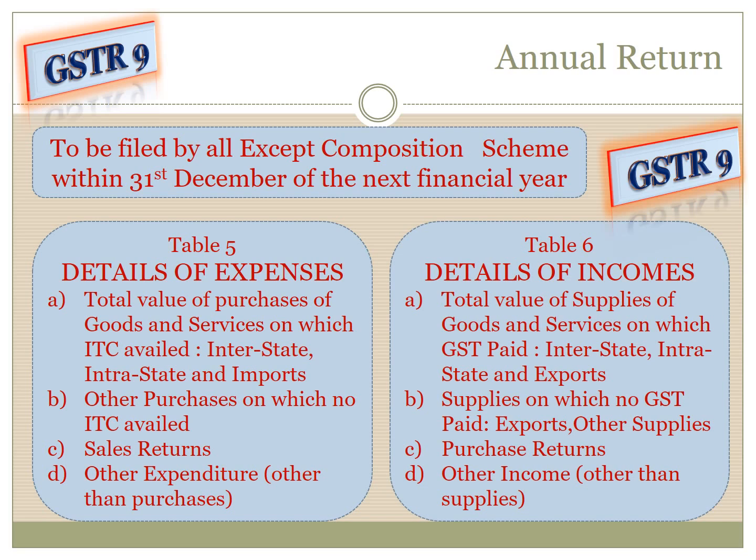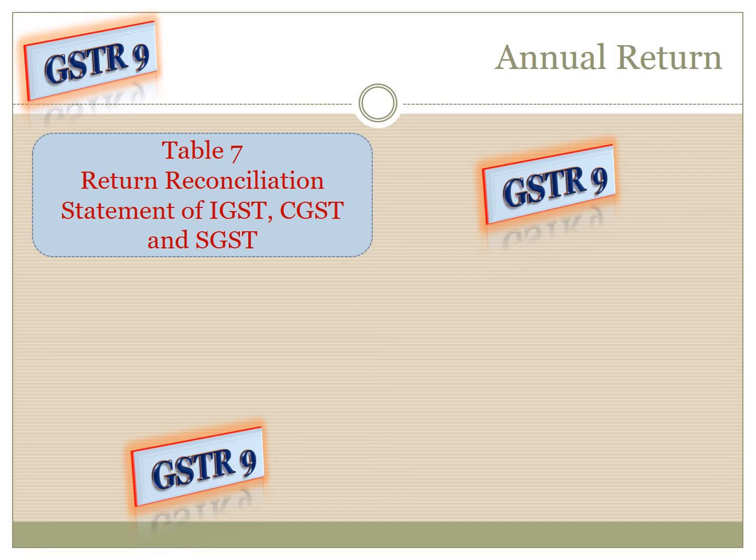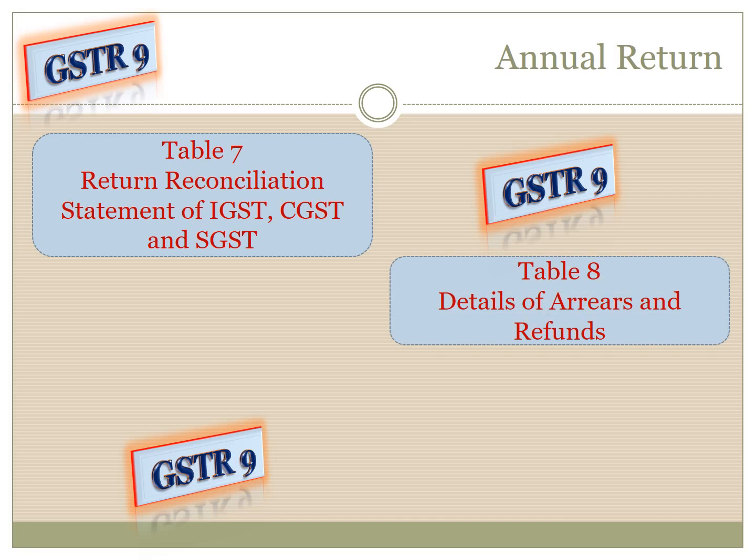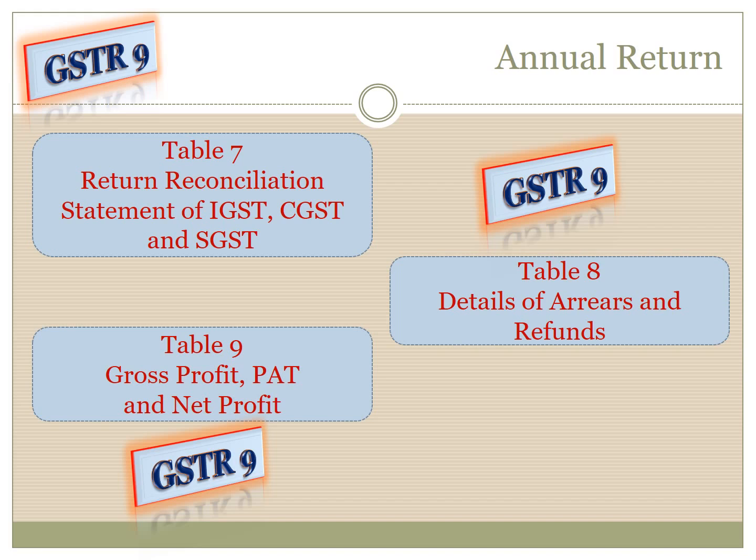Details of incomes are provided in Table 6. Total value of supplies of goods and services on which GST has been paid, supplies on which GST is not paid, purchase returns and other income are provided in this table. Table 7 is the month-wise return reconciliation statement of IGST, CGST and SGST along with interest and penalty. Details of arrears and refunds are provided in Table 8. Table 9 provides the gross profit, profit after tax and net profit for the financial period.